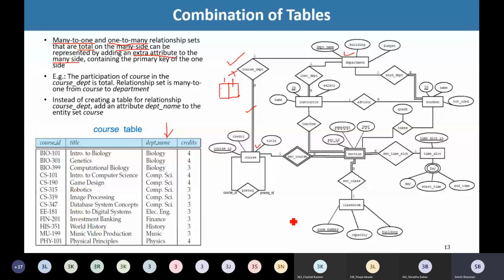And when we are going to do that, I'll repeat once again. If my relationship set is many to one or one to many, and towards the many side I have total participation, then it is possible for me to omit the separate table for the relationship set. Instead, in the table of the many side, I can add the primary key of the one side entity set.